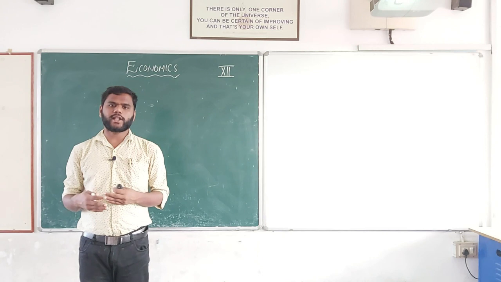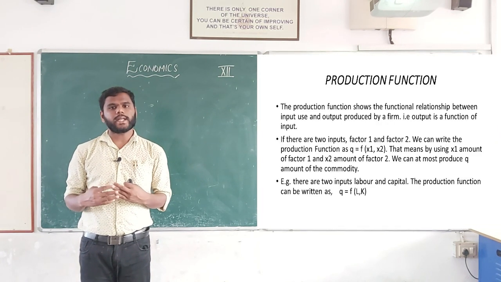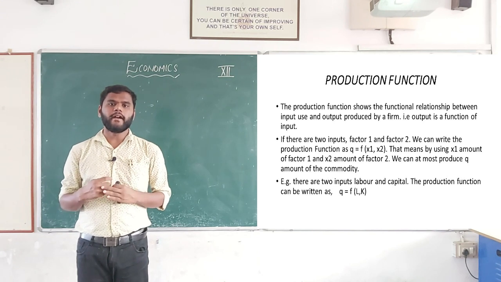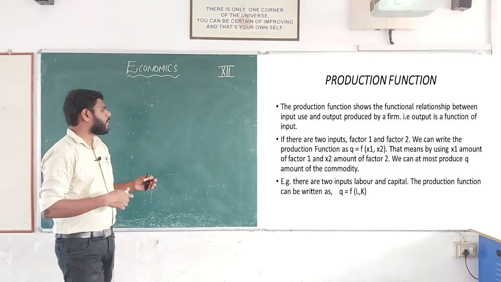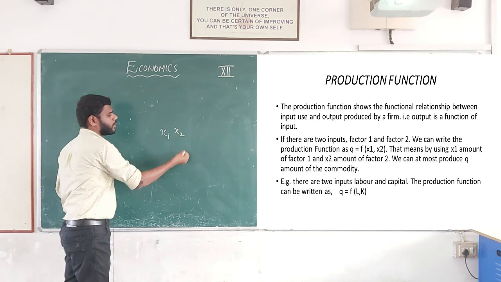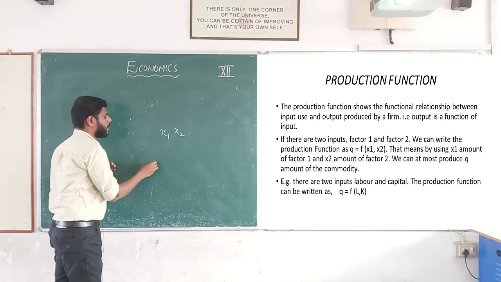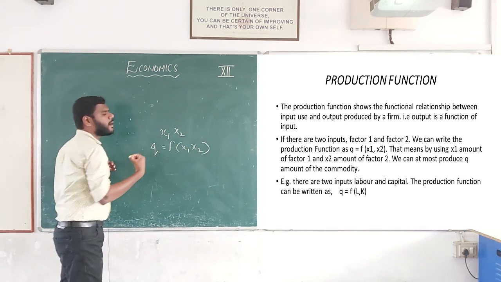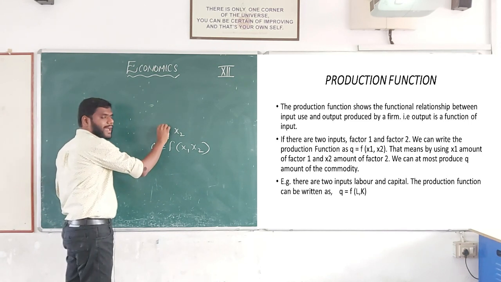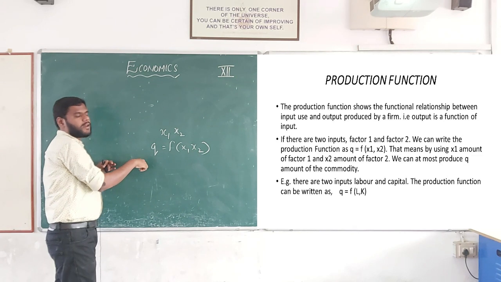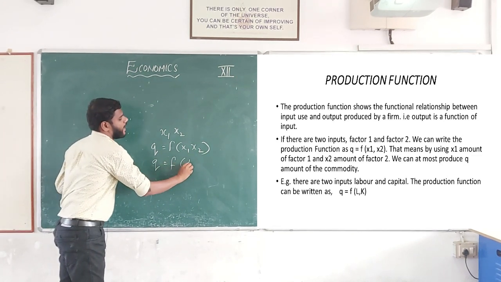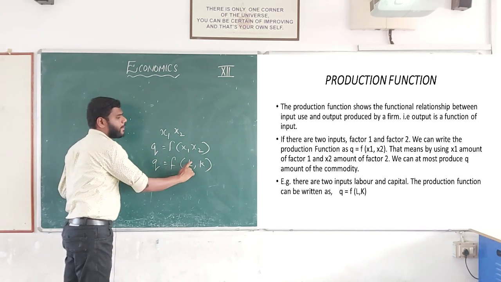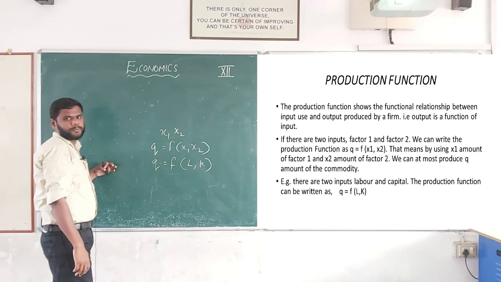The next topic is production function. What do you mean by production? Production is the transformation of input into output. So output is a function of input. If we are using H1 and H2 inputs to produce a particular commodity, then the production function will be Q = f(H1, H2). We are using the H1 factor and the H2 factor to produce a particular commodity. For example, Q = f(L, K). Here Q is the quantity, produced by using labor and capital.